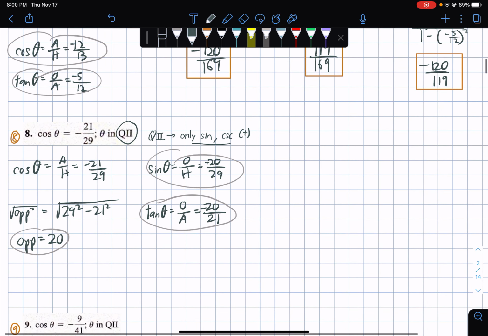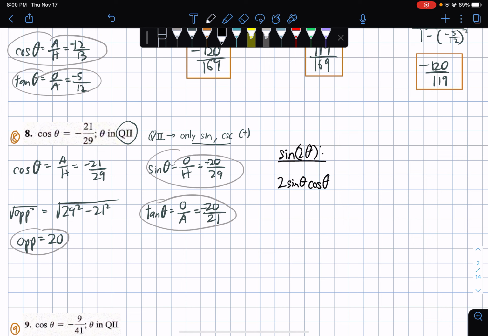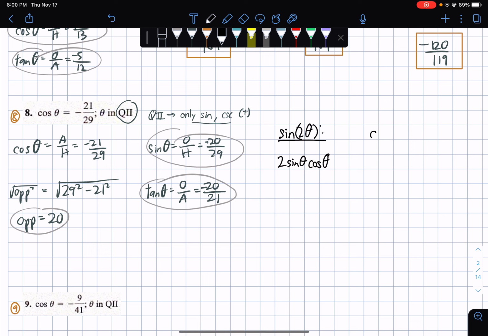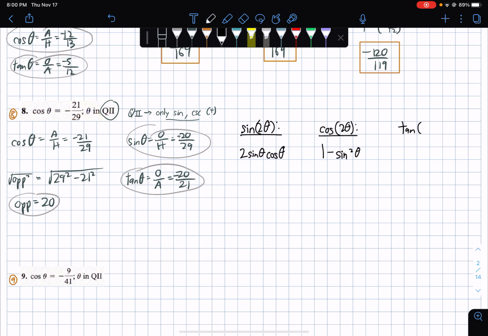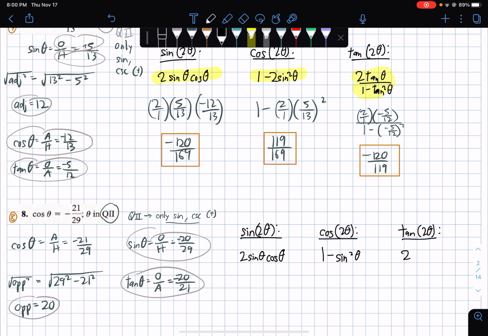Let's look for the double angle identities. So for sine 2 theta, we have 2 sine cosine. Okay, so this is the one. Cosine 2 theta, it's 1 minus sine raised to 2 theta. For tangent 2 theta, it is 2 tan theta divided by 1 minus tan raised to 2 theta.